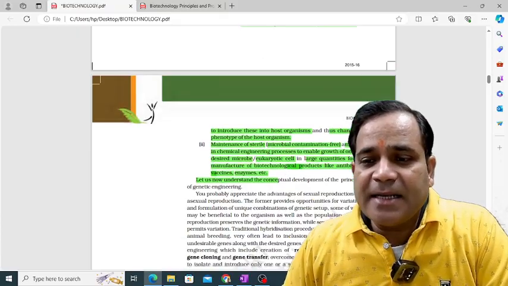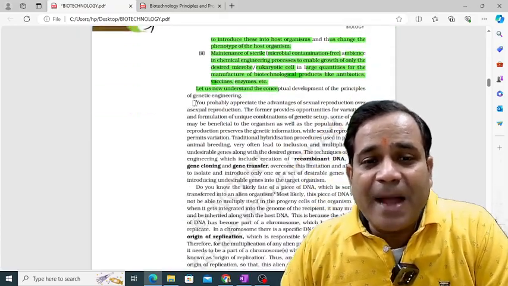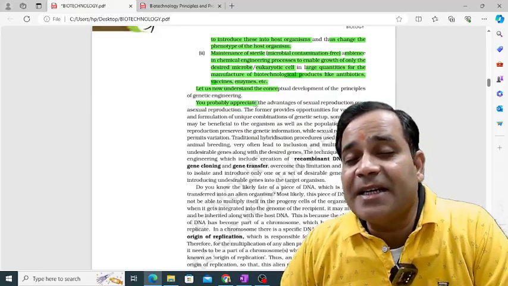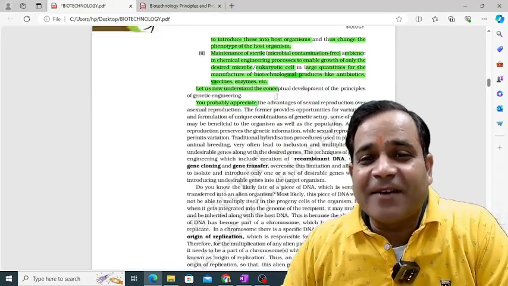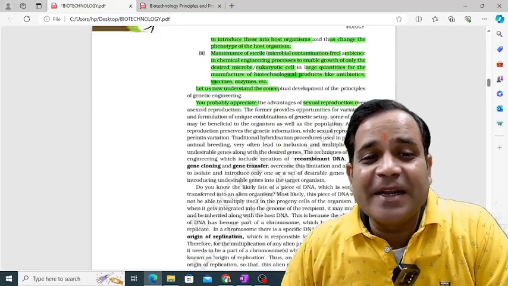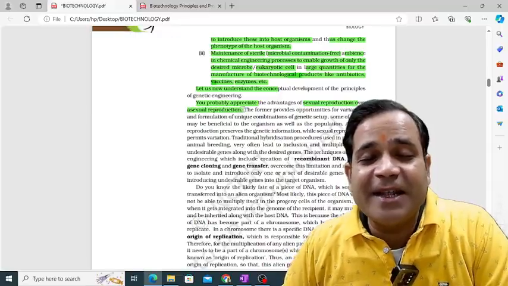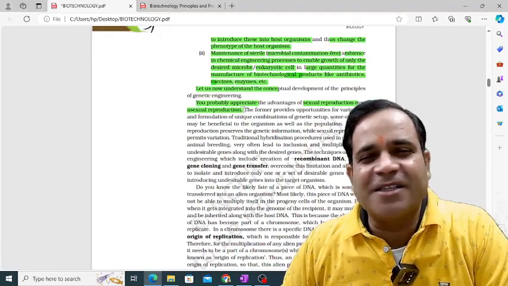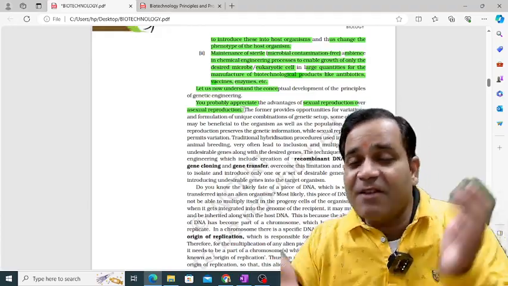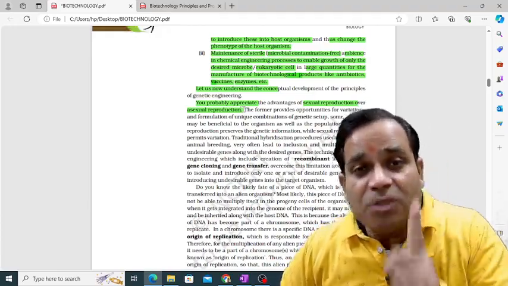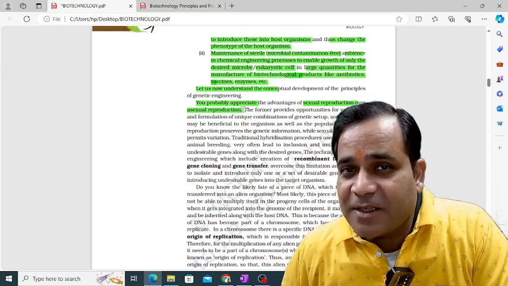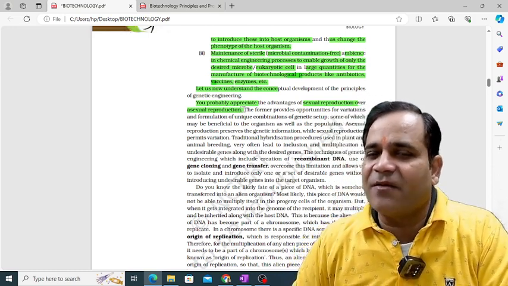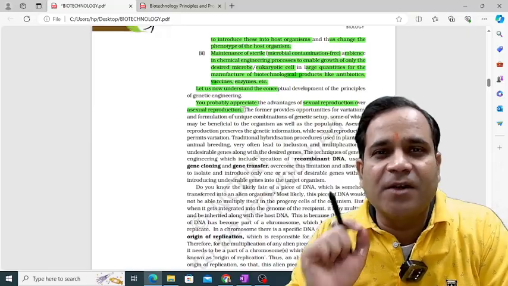Next, it is important to understand and appreciate the advantage of sexual reproduction over asexual reproduction. Why am I saying this? Because in sexual reproduction there is variation, while asexual reproduction does not contain variation, my dear. If variation is not there, then evolution is also not there, because I told you in a previous lecture that variation is the key factor of evolution, my dear.